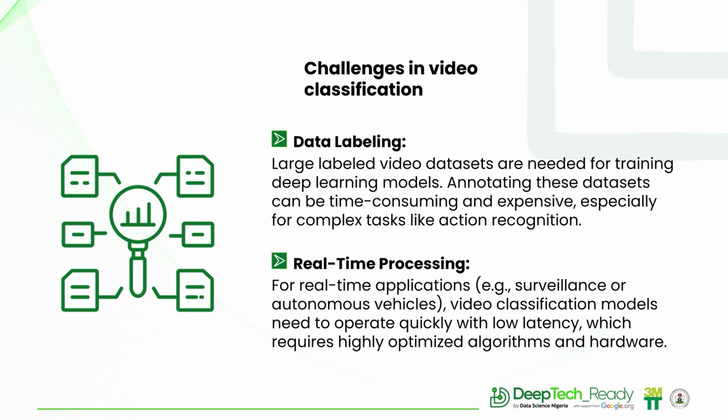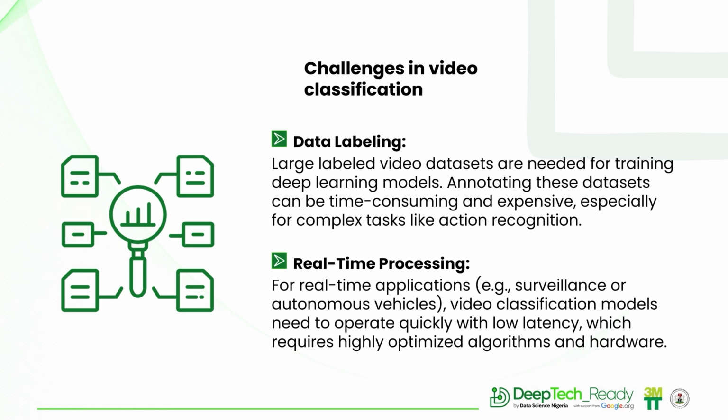We also have challenges with respect to real-time processing. For real-time applications, e.g. surveillance or autonomous vehicles, computer vision is applicable in those areas. AR, VR, autonomous vehicles. Video classification models need to operate quickly with low latency. When we say low latency, we are basically saying that the system is computing the information as fast as it can, in milliseconds.